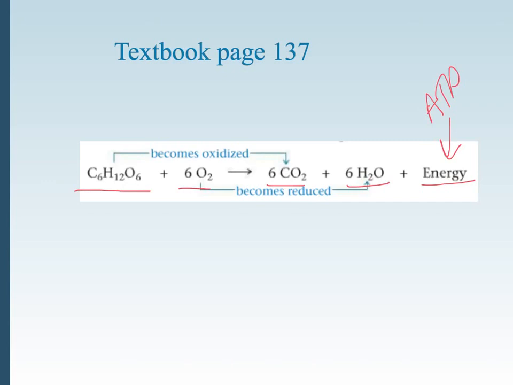And we're remembering that when we say things become reduced, that means they're gaining electrons, and those electrons are traveling with hydrogens. So if we follow the hydrogens, we're able to figure this out. And so if we're adding electrons, we're adding hydrogens.